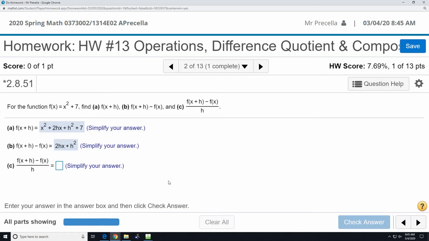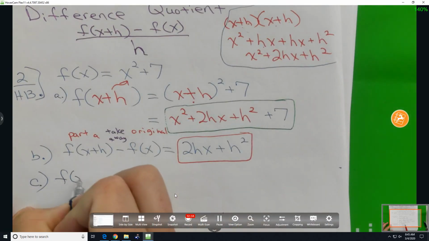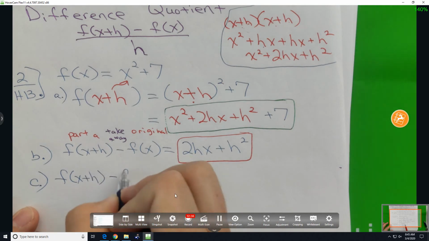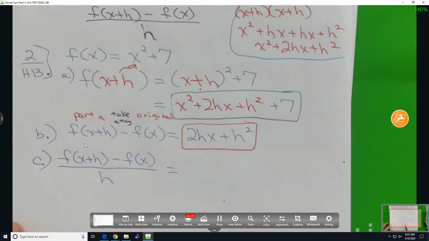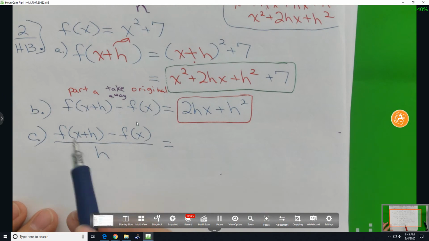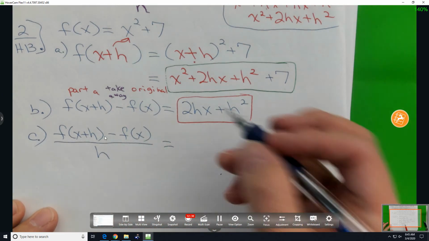And finally, part C. This is the actual difference quotient. We're finally ready to get that difference quotient. All of this is part B. The top of it is part B. You know that. It's 2hx plus h squared.